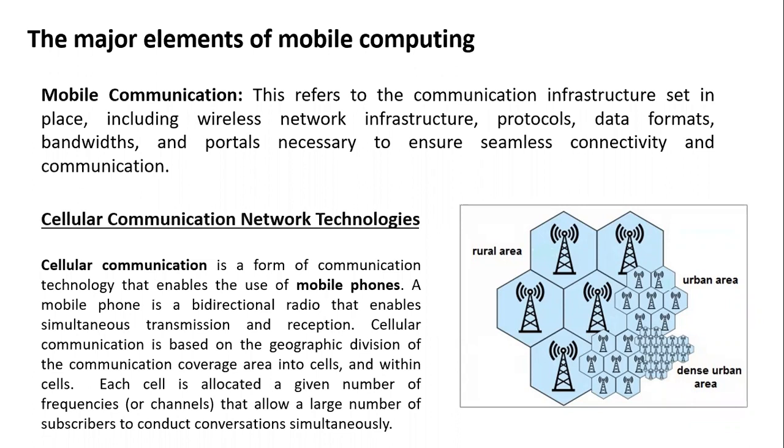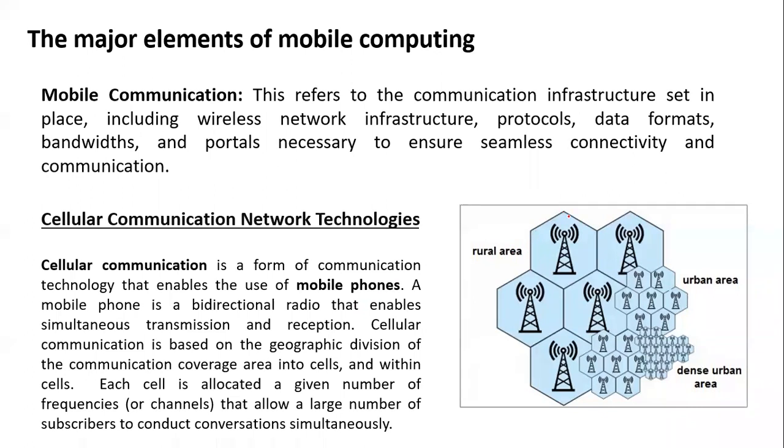So children, there is mobile communication. Mobile communication is the important thing. Normally, the initial communication technology was cellular communication technology. Cellular means, in normal telephone conversations, we use cellular phones, cell phones. Now we call them smartphones. Earlier, they were cell phones. So you can see in this image, there are cells, hexagons.